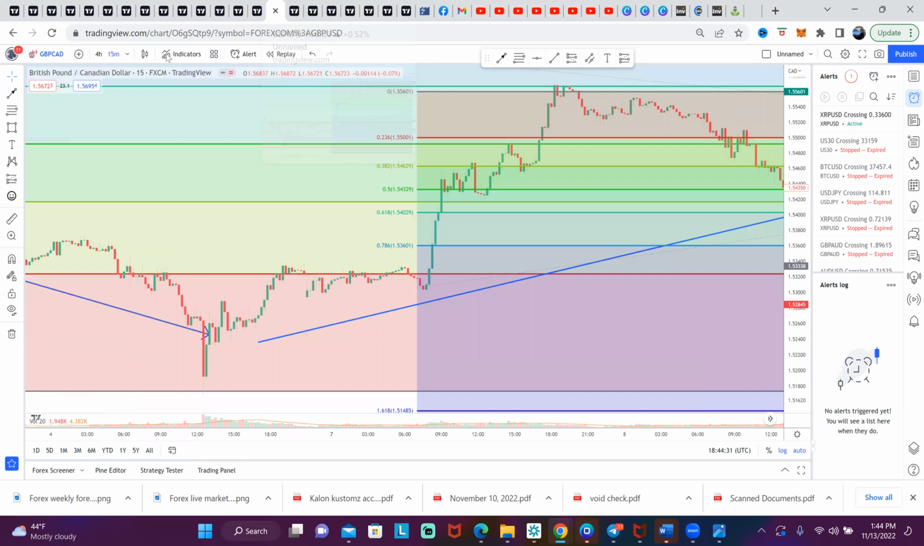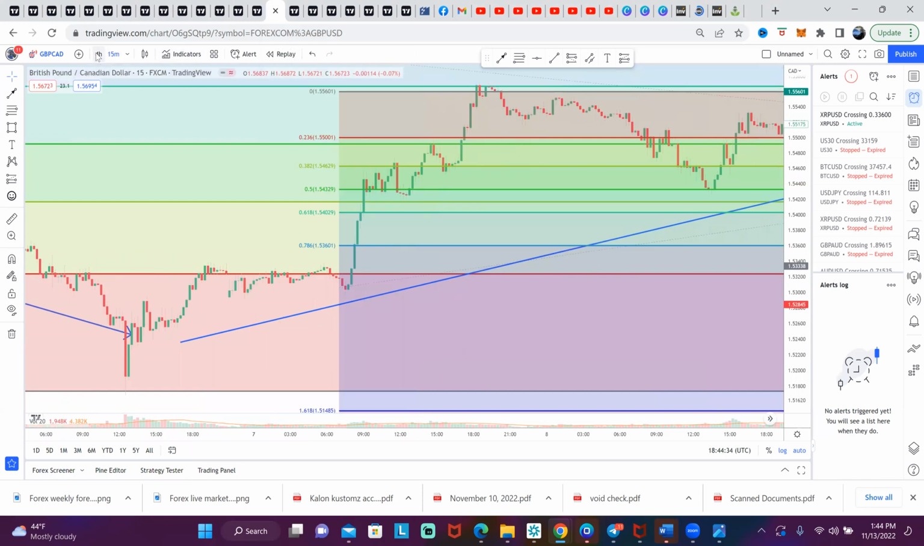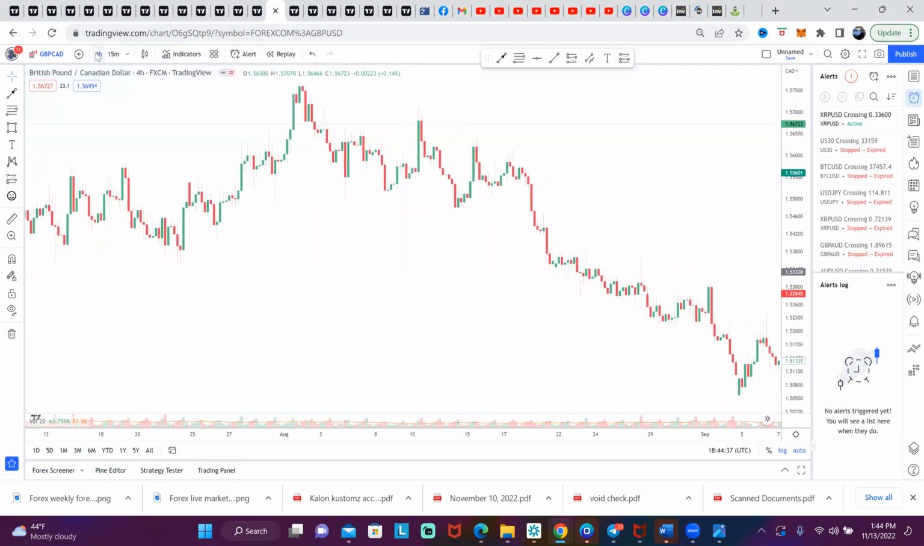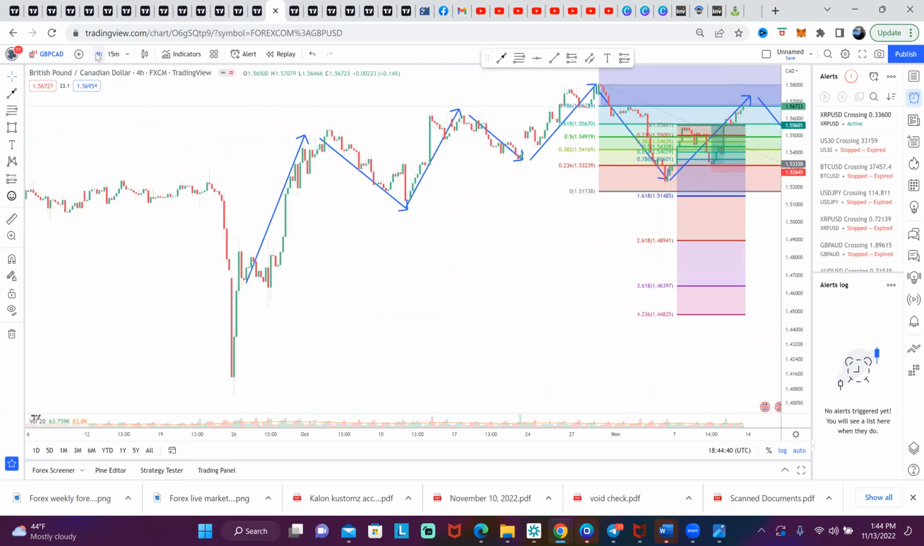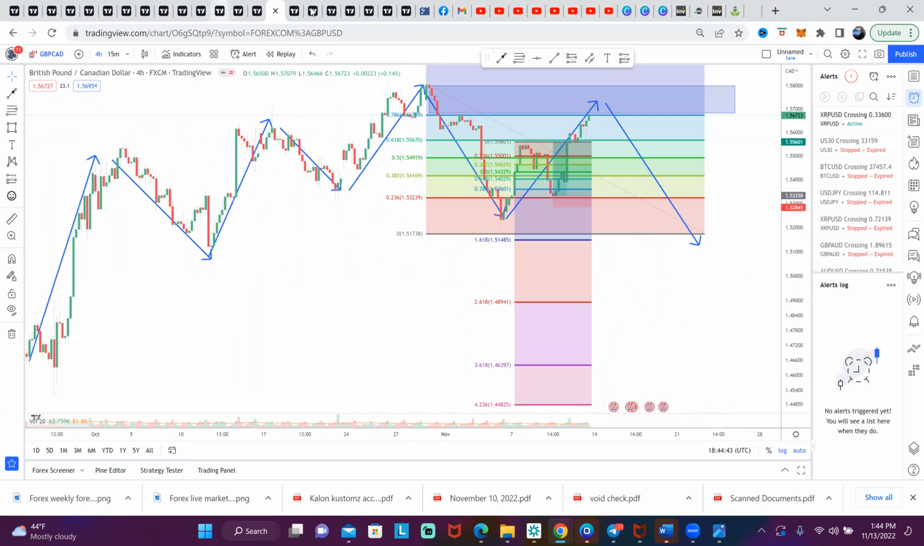So I saw a breaking structure for a minor uptrend move, retracement move. And now let's look at GBP CAD. Let's look at the 4 hour chart. So for GBP CAD, based off last week, it looks like we're getting in position for a potential sell. So this is my ideal setup. Look for sell in the zone area and catch the drop.